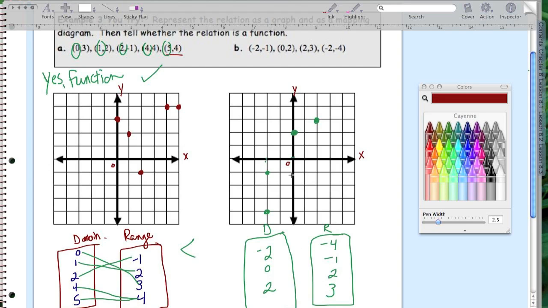Now I'm going to map them to where they go to. The first is -2 to -1. Then I have 0 to 2. Then 2 to 3. Then -2 to -4. Okay, so let's check. Do we have any repeating x values? Whoa, we do, -2. So right off the bat, not a function.